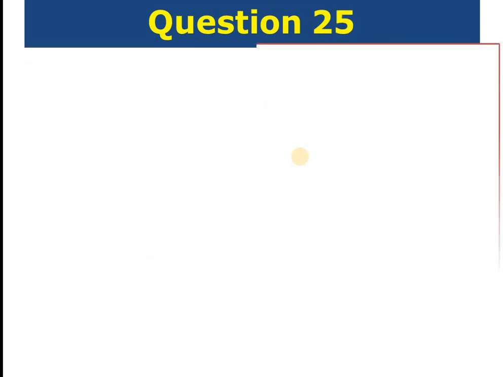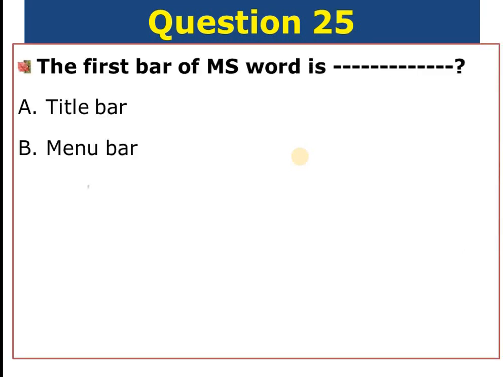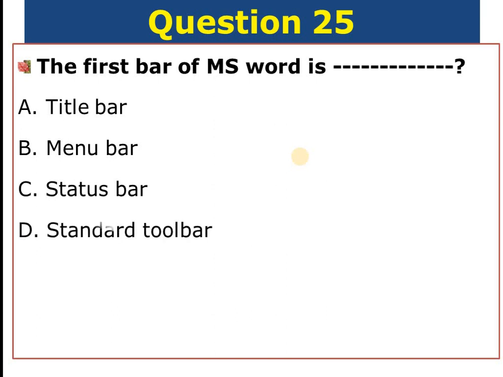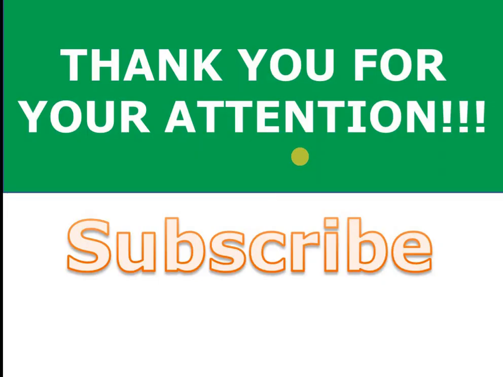Question number 25. The last question. The first bar of MS Word is blank. A. title bar, B. menu bar, C. status bar, D. standard toolbar. The answer is choice A. Title bar is the first bar of MS Word. Okay, this is the last question in this video.